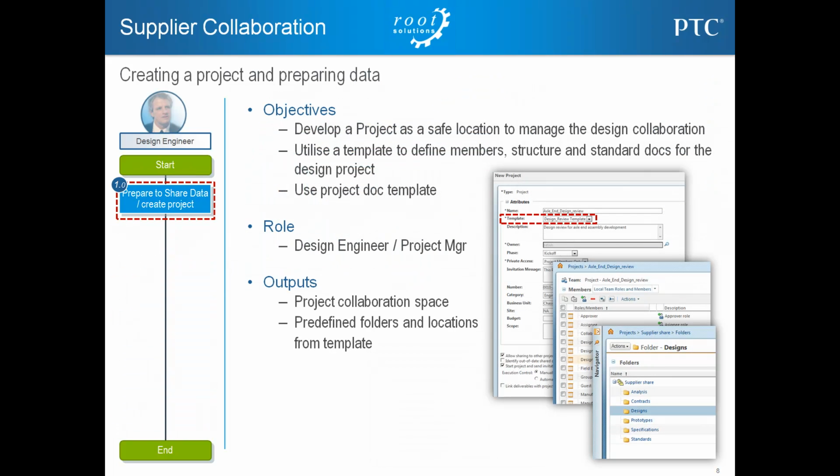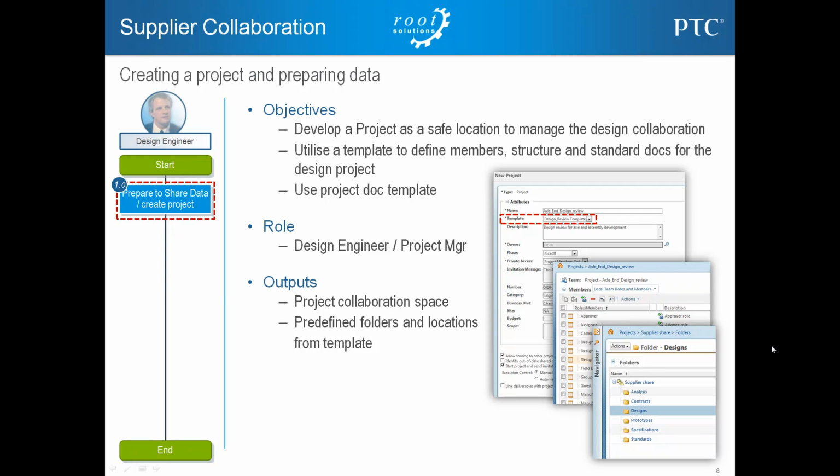What we're going to do now is dive into each one of these steps individually. And we're going to accompany each step with a brief demonstration. So for this first step, we are preparing to share our data. We're creating our project. So this project is the safe location that we're using to manage the design collaboration that we're about to do. This will usually be done by somebody who is the role of a design engineer or the project manager themselves. And when we do this, we're going to actually use the templates.